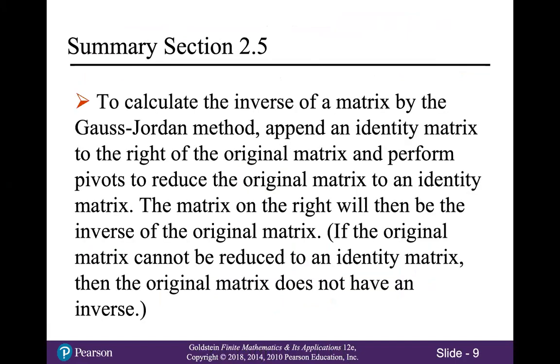To summarize, to calculate the inverse of a matrix by the Gauss-Jordan method, append an identity matrix to the right of the original matrix and perform pivots to reduce the original matrix to an identity matrix. The matrix on the right will then be the inverse of the original matrix. And here's a point that did not come up in any of our examples. If the original matrix cannot be reduced to an identity matrix, for example, you get an all 0 row on the left-hand side, then that means the original matrix does not have an inverse.